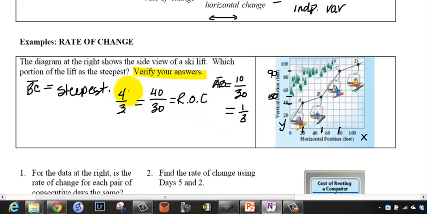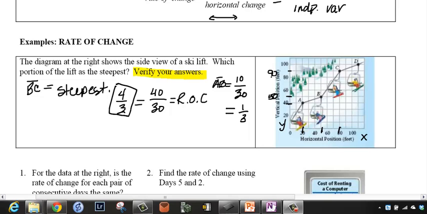We can see that this is definitely a much greater rate of change for segment BC, because we're going up 4 feet for every 3 feet that we cross. And likewise with C and D, we can quickly calculate that that isn't going to be as much of a rate of change. So 4/3, or increasing 4 units over 3 units of horizontal change, will be our answer for that one.